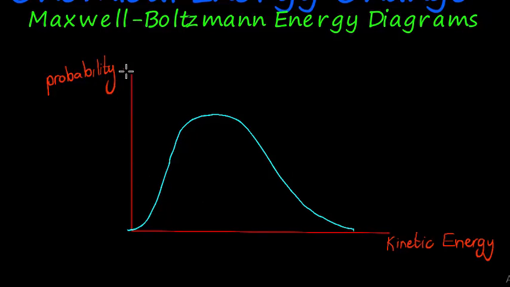So we have probability on the vertical axis, and that tells me the probability of observing a certain level of kinetic energy. You can see the probability of observing kinetic energy here is the highest, and we call that the modal kinetic energy. Okay, that's the highest, and then the average would be slightly higher, in this case slightly higher than the modal kinetic energy.